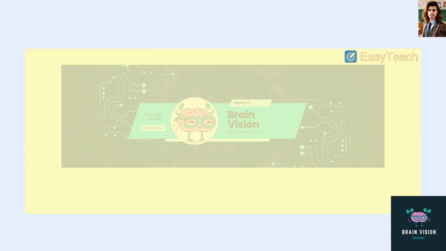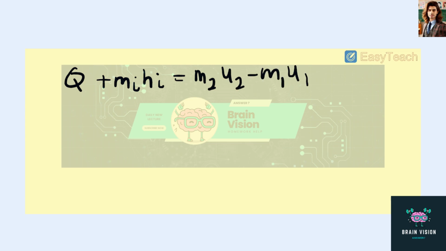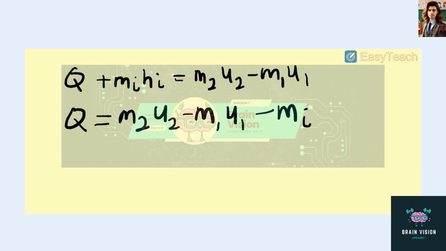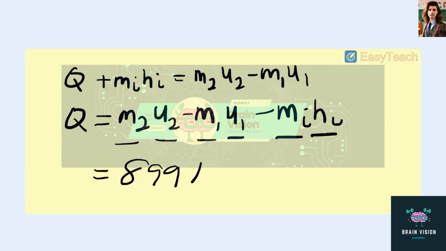Now, the last thing we have to solve for is the heat transfer that has occurred during this process. Remember, our energy balance was Q plus mi hi is equal to m2 u2 minus m1 u1. Now we solve for Q, so Q is equal to m2 u2 minus m1 u1 minus mi hi. We have all of these quantities, and plugging in these variables gives us a total heat transfer of 899 kilojoules. That is our final answer.